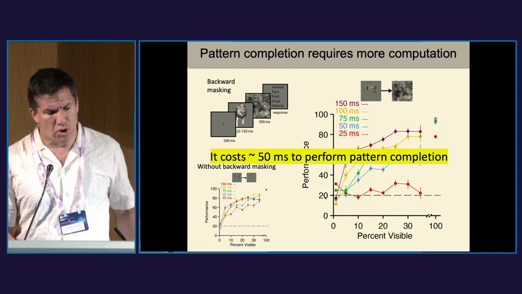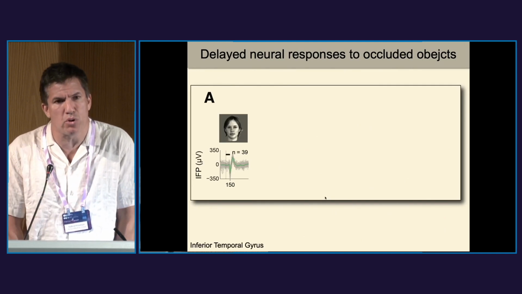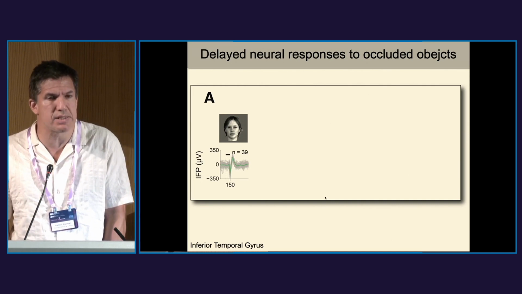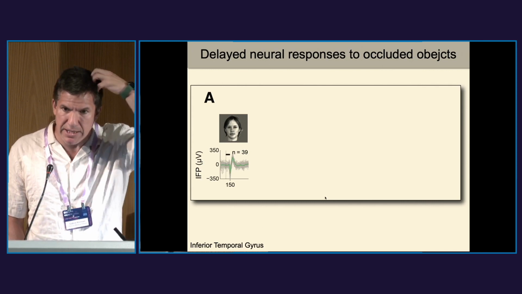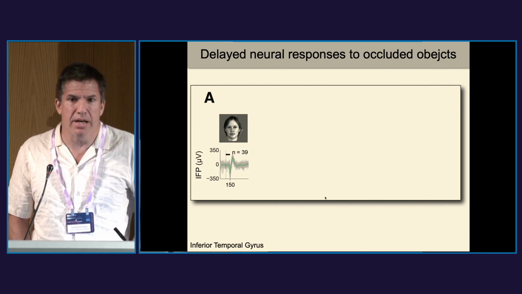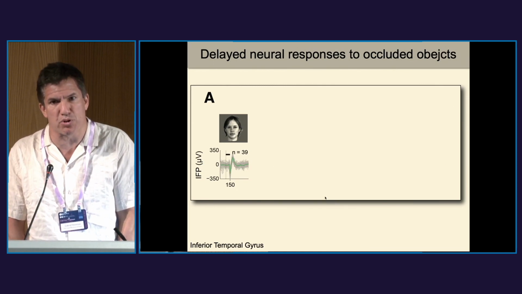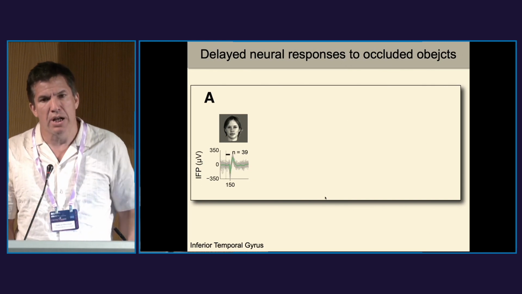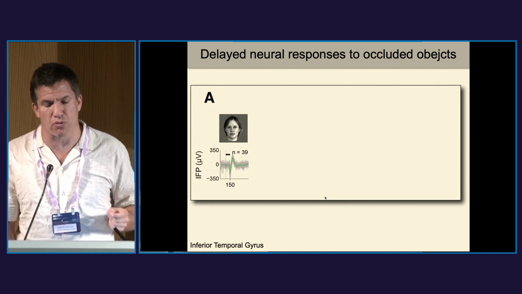So this cost of 50 milliseconds is also reflected at the physiological level. Here I'm showing you invasive neurophysiological recordings that some of our colleagues conducted in patients with pharmacologically resistant epilepsy, where they put electrodes inside the human brain in order to monitor activity in these patients for the purpose of treating them for epilepsy. So what you're seeing here are, in this particular case, recordings from one particular electrode in the inferior temporal cortex of one of these patients.